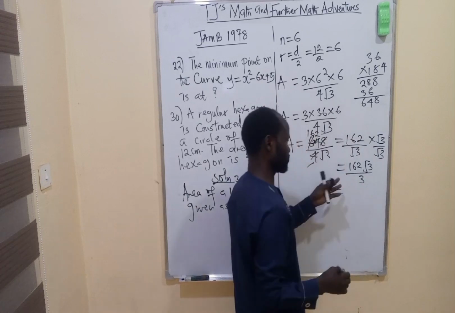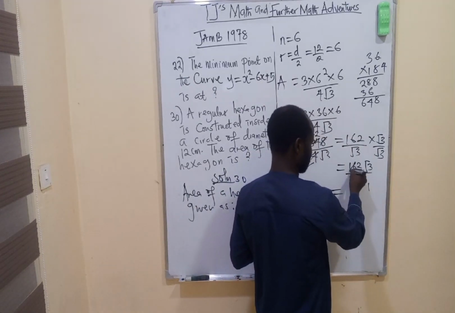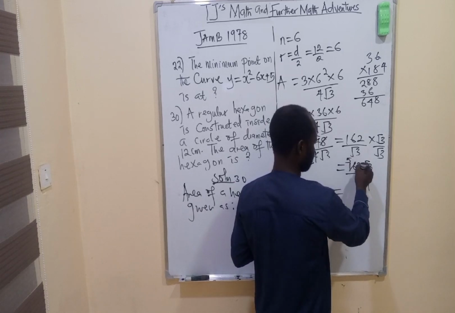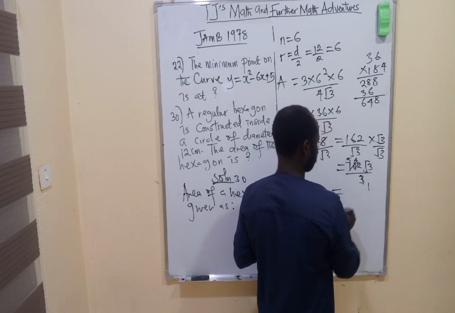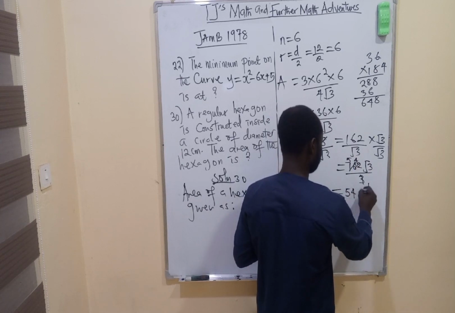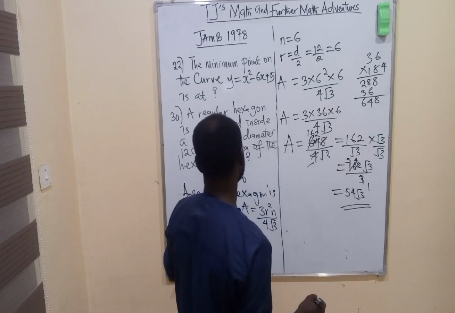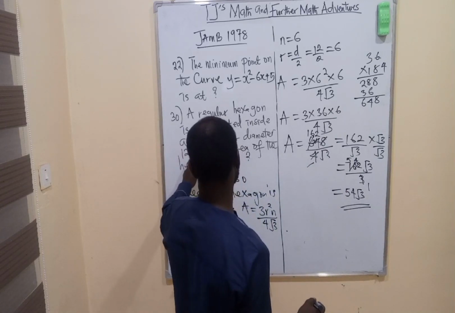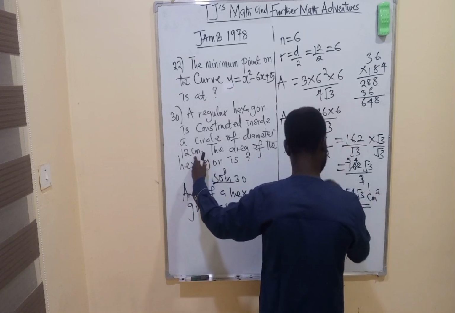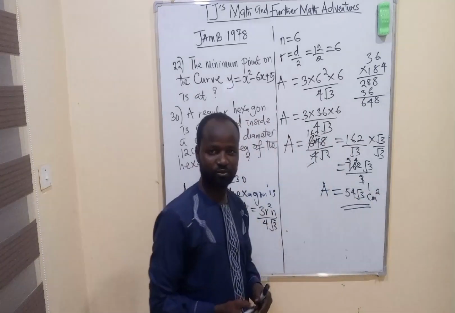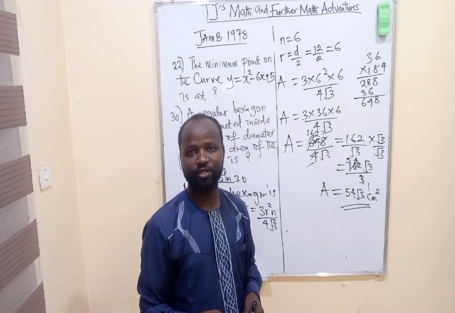Can we reduce this? Let's check. 3 into 16 is 5, remainder 1, and 3 into 12 is 4. So we have 54 root 3. So 54 root 3 will be the area, and the unit here is centimeter, so this will be centimeter squared. So this will be the area of the hexagon. Thank you for watching. Do share this with your learned colleagues.